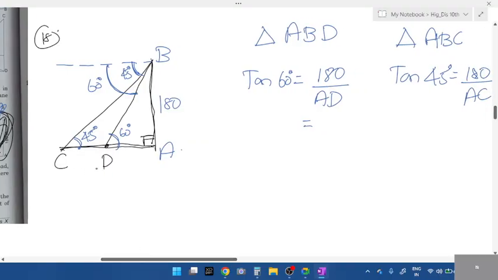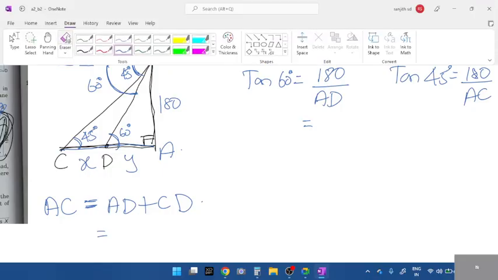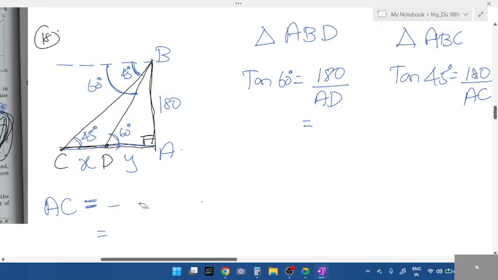Objects are C and D. If you want to find C and D, what's the total length? Total length is AC, right? AC is made up of how many parts, students? The two parts are AD plus CD. Or we'll do one thing, I'll take this as X, this as Y. Now tell me, AC is made up of how many parts? Yes, X plus Y or Y plus X. Good.